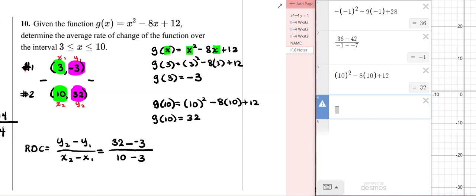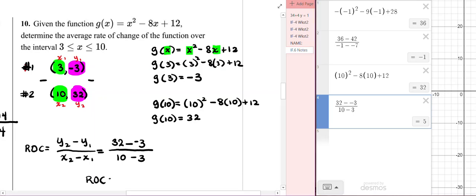Using decimals, I get 32 minus a negative 3 over 10 minus 3. So that gives me a rate of change of 5, which means it's increasing. It's a positive increase.